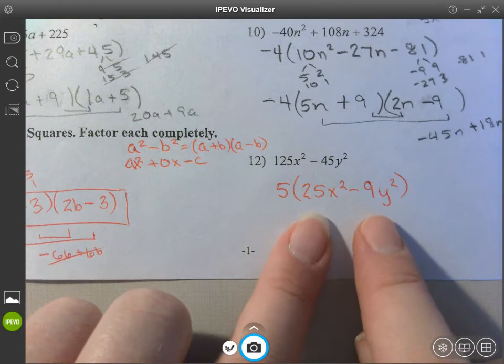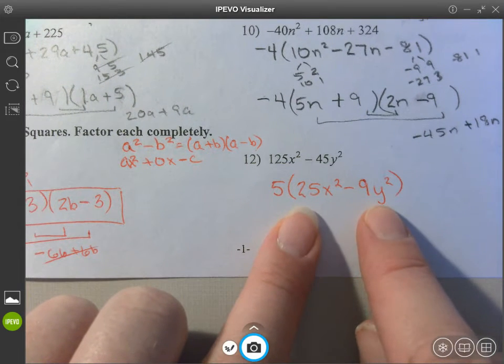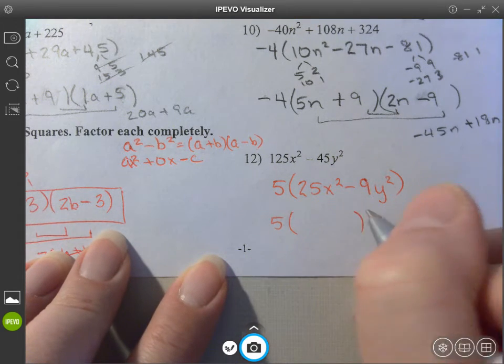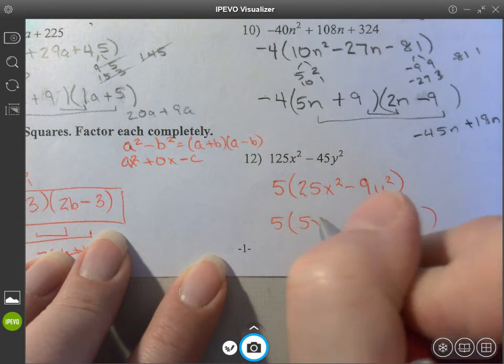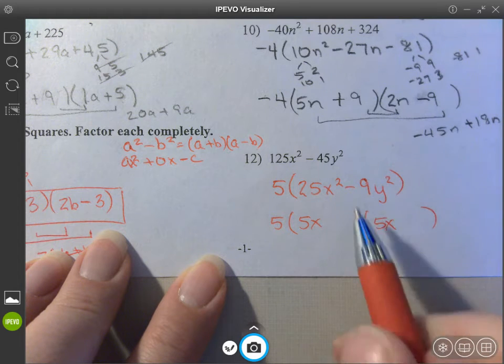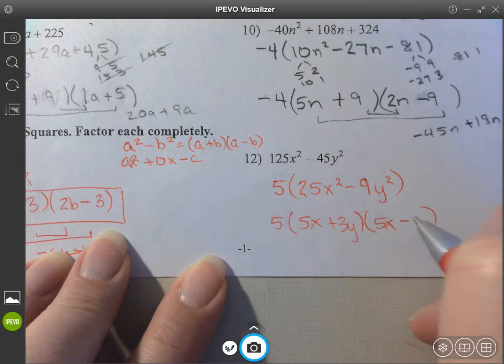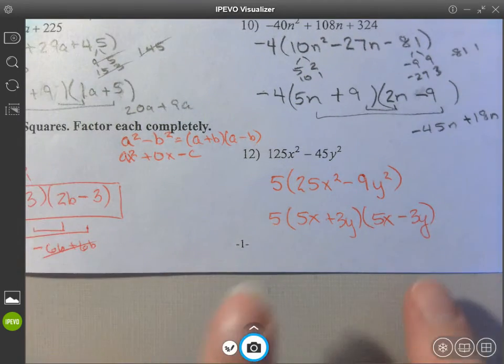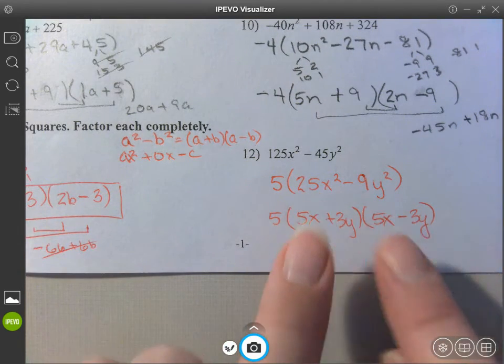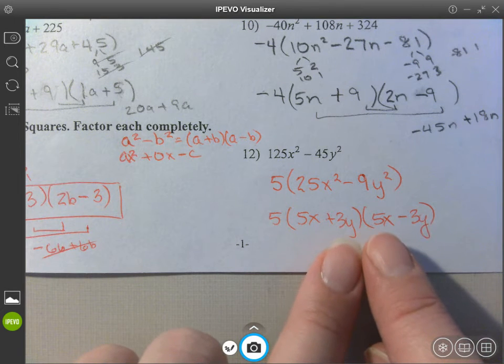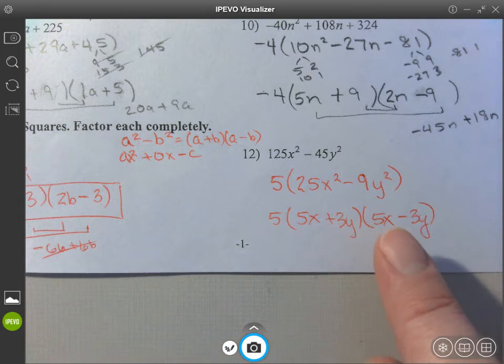Okay, now I have a difference of squares. See how each term is squared? So go ahead and break that down. Jump right into reverse FOIL. 5x and 5x. It's not just a plus and minus 3. We need a y on it. So plus 3y minus 3y. So first and last, give me that. The outside is negative 15xy. The inside is positive 15xy. That's why they cancel out. Has to be a difference.